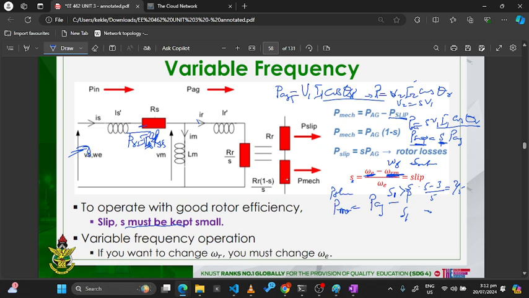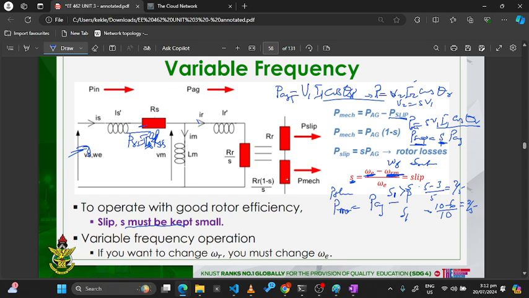You can still change this, maybe 10 minus 6 divided by 10, and this will still give you 2 over 5. So even though you've changed the values, you've not changed the slip, and your losses will still be the same. I hope you get it.